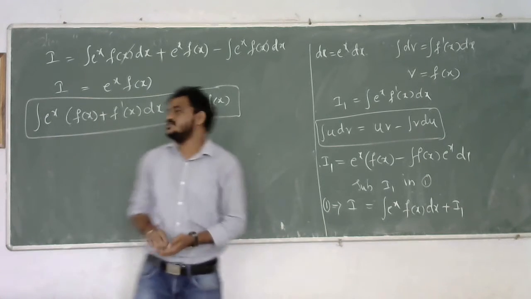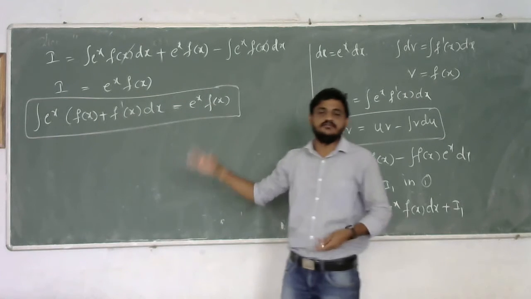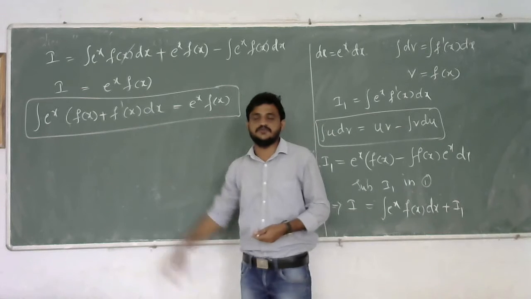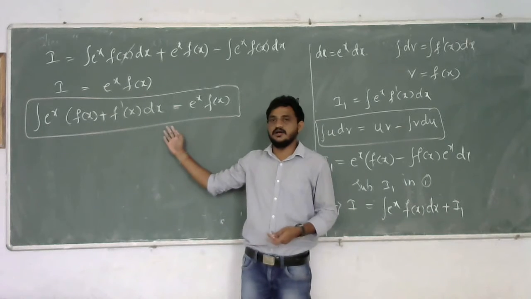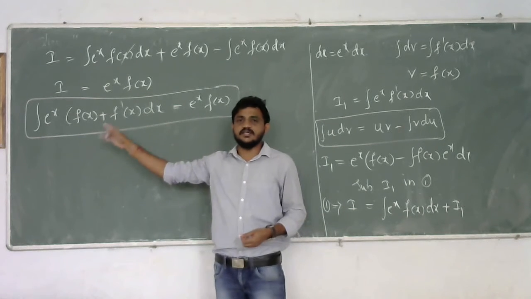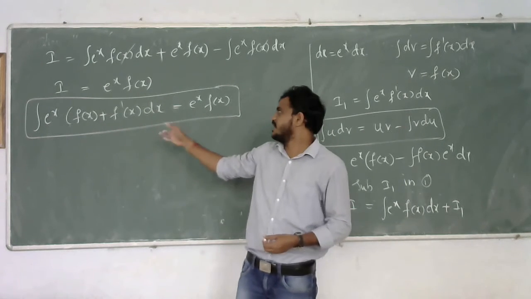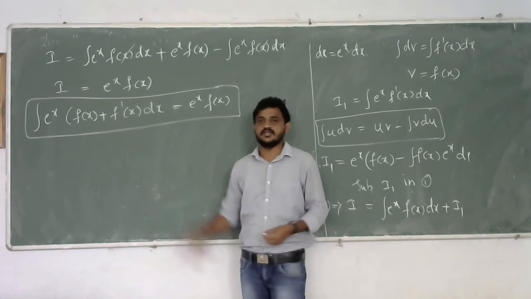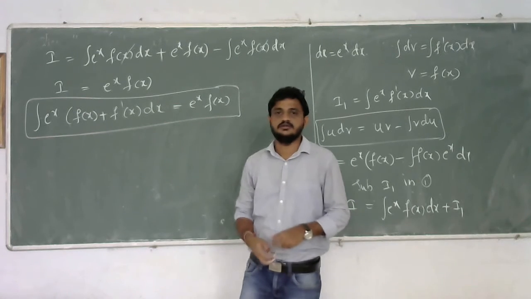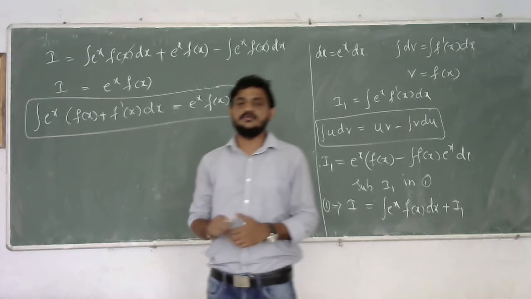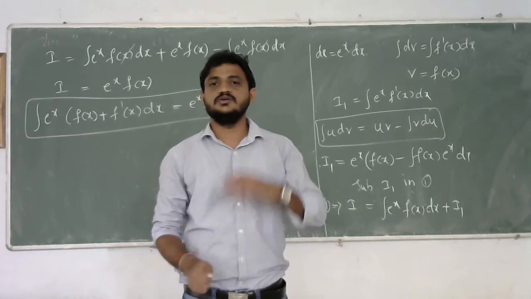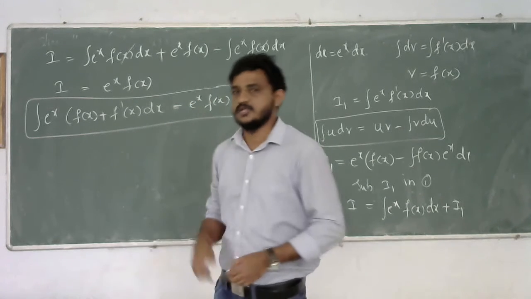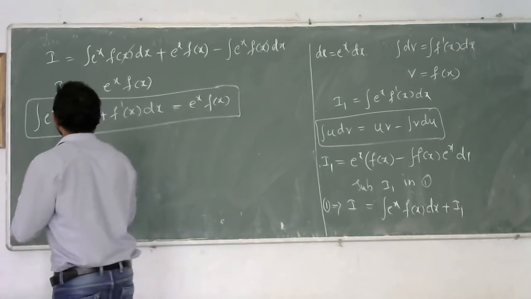So remember this as a formula. It will be used to solve some problems further. Integral e power of x into f of x plus f dash of x into dx is what? E power of x into f of x. So that is the solution. Let us remember this one as a formula to solve the problems. Let us see some problems here.